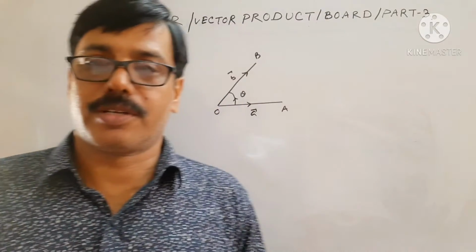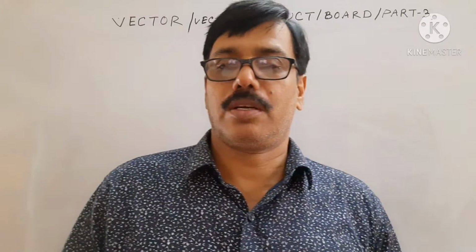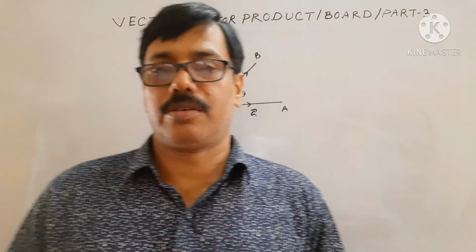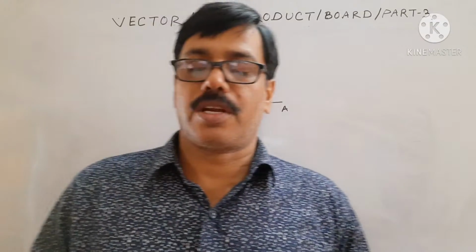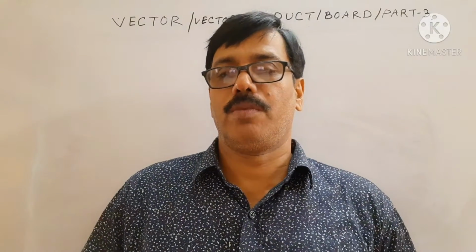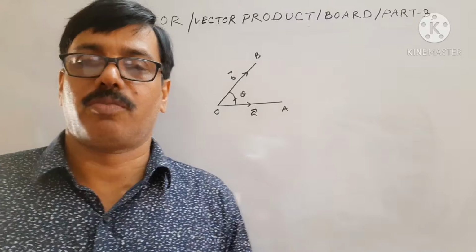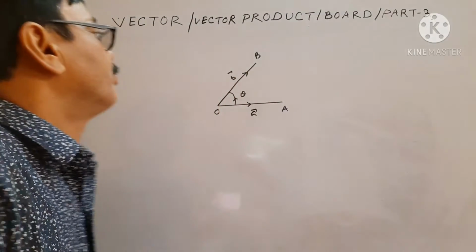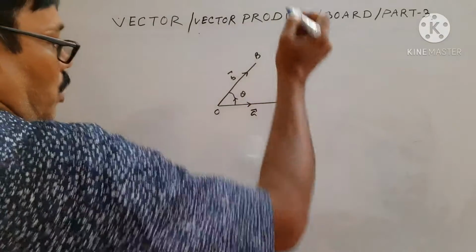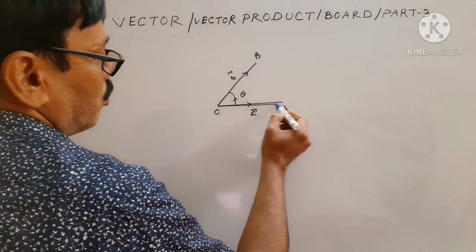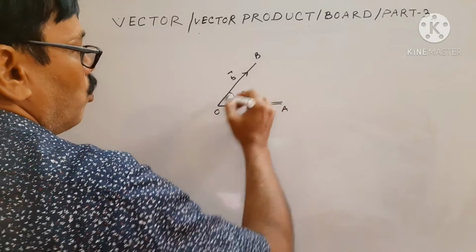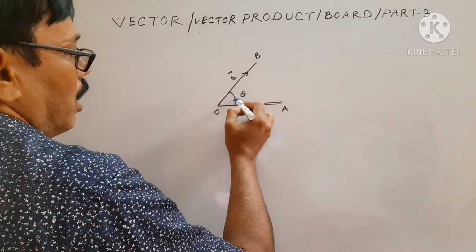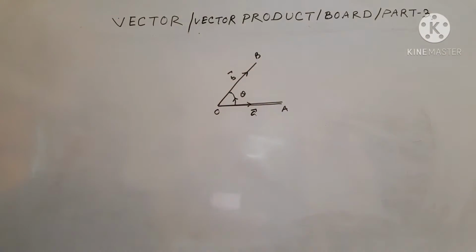Today I'll discuss vector product and its application. Today I'll discuss only the simple problems, that is problem of board. So vector product. Let OA equals A vector, OB equals B vector, and the angle between them is theta.